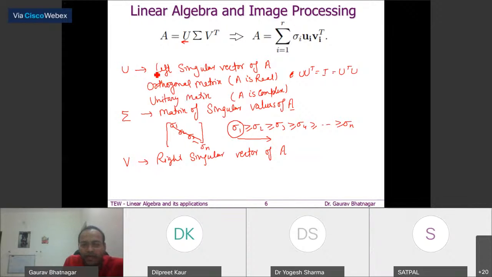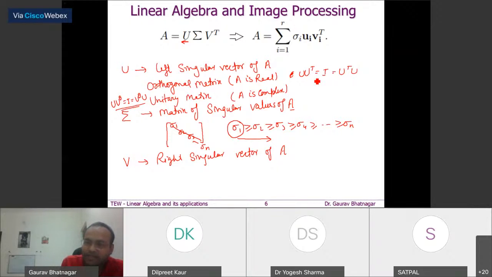So this U is going to be the orthogonal matrix if A is real, and it is going to be the unitary matrix if A is complex. Again, for a unitary matrix, I am going to have the relation U^H U = I = U U^H, where the superscript H is nothing but the conjugate transpose of the matrix U. I will not go in a very complex manner since the images are going to be real matrices, so let us work with the orthogonal matrix. However, this can be extended very easily to the complex domain as well.